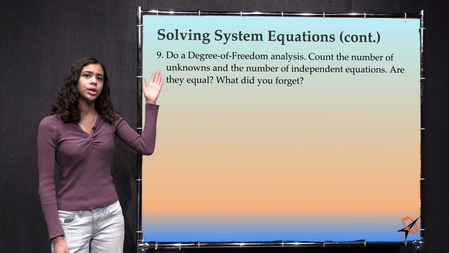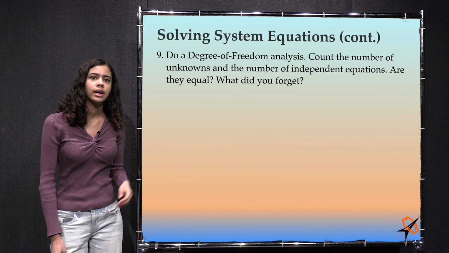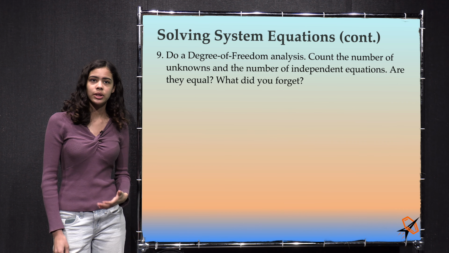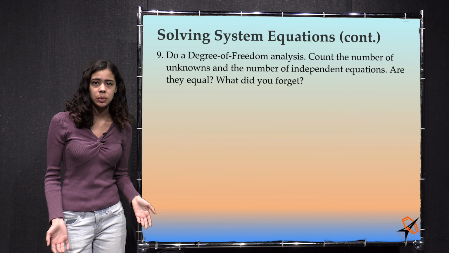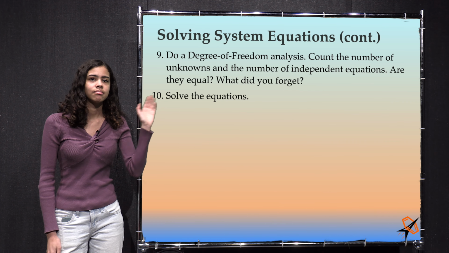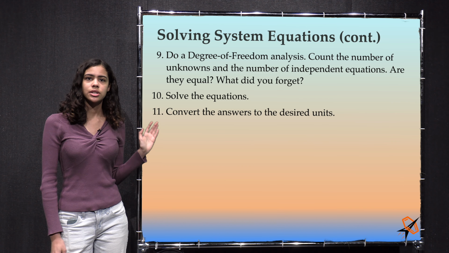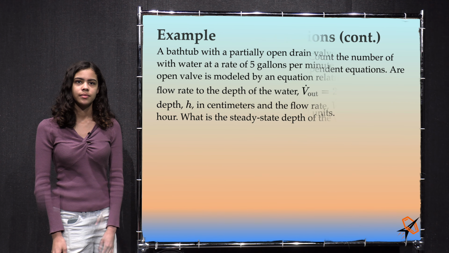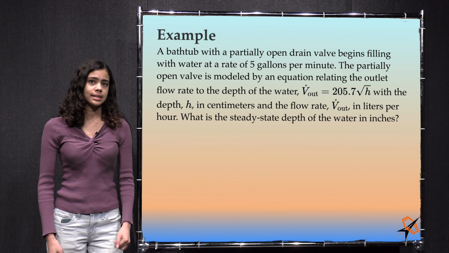Number 9. Do a degrees of freedom analysis. Count the number of unknowns and the number of independent equations. Are they equal? What did you forget? 10. Solve the equations. 11. Convert the answers to desired units. Here's an example of applying the steps.